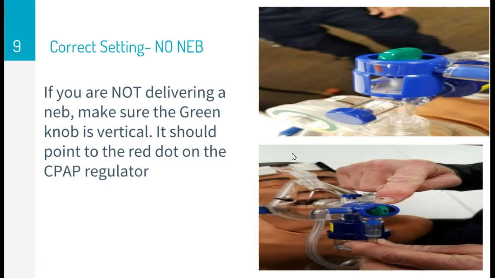If you are using just regular oxygen and the CPAP, you want to have the little green knob be vertical, up and down, pointing towards red. I say red regular, a good way to explain it that way. That way you can make sure you're just flowing oxygen.